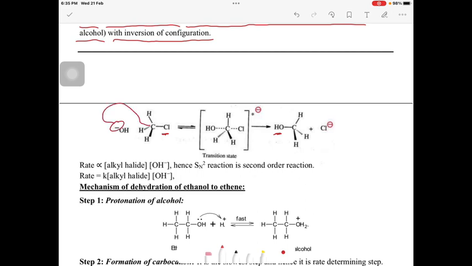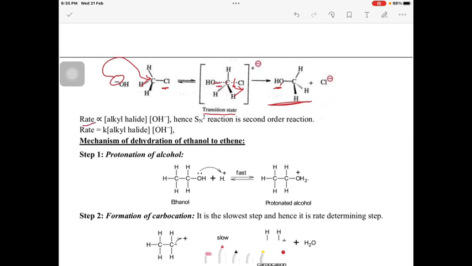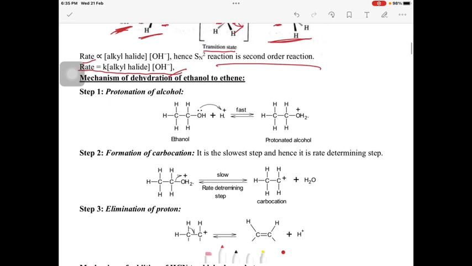So OH minus will come and attack the backside of the chlorine. Then we get a transition state in which partial bond breaking and making take place simultaneously. After some time, chlorine goes away from the molecule and OH forms a complete bond with carbon, forming alcohol. Here the rate of reaction completely depends upon the concentration of alkyl halide as well as nucleophile OH minus. That's why it is a second order reaction. Rate is directly proportional to the concentration of alkyl halide and nucleophile OH minus.